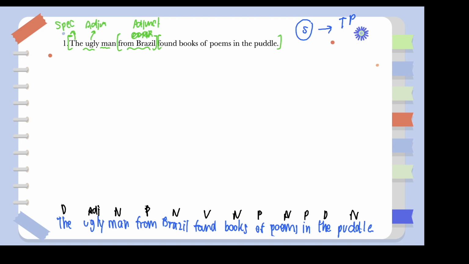However, in "found books of poems in the puddle," definitely we have the head "found." And okay, the head is a verb, then "books." Okay, and "books of poems in the puddle" is the noun phrase here. And in this noun phrase, we have the head "books." So "of poems" is the complement of the books. And "in the puddle" is the adjunct. So as you can see, "of poems" will modify books first.